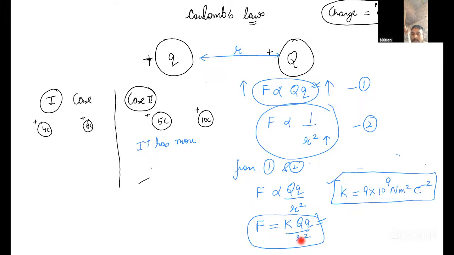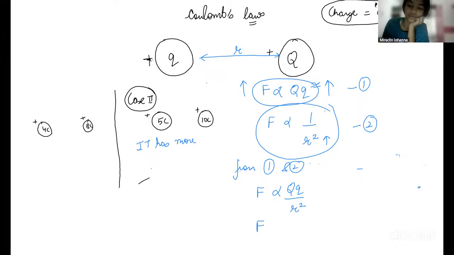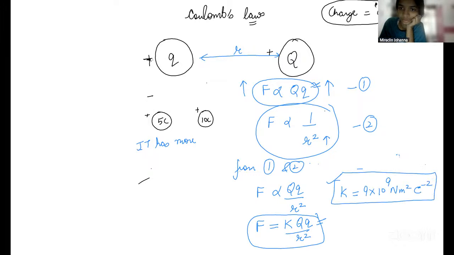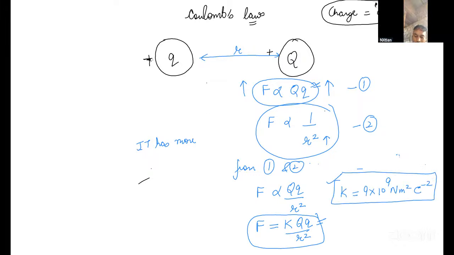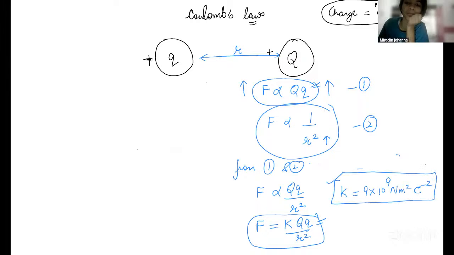Correct it. So everyone understood? Miracle, did you understand, beta? Yeah, sir. Can you tell the points like yesterday you told, so it will be easy to write? Which points, beta? The important points of today, Coulomb's law. Okay, I will say.